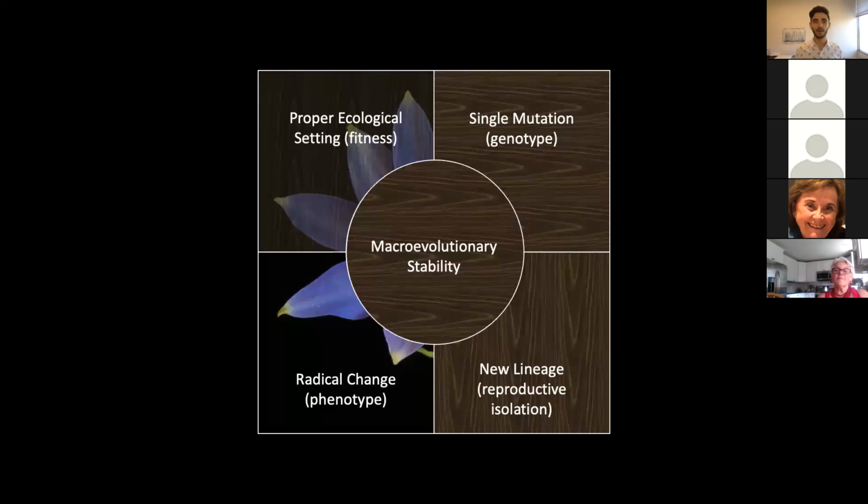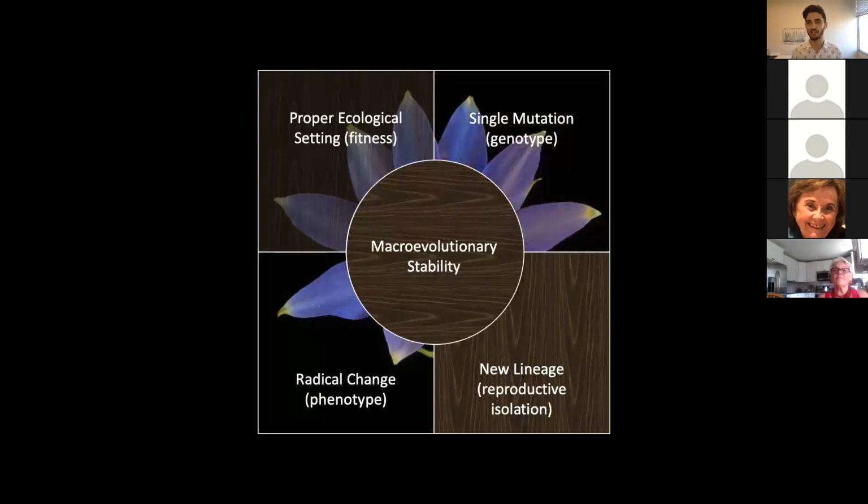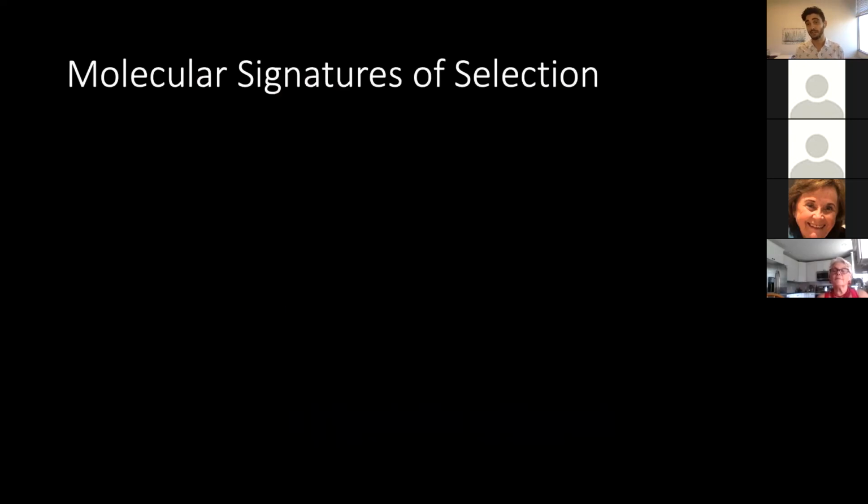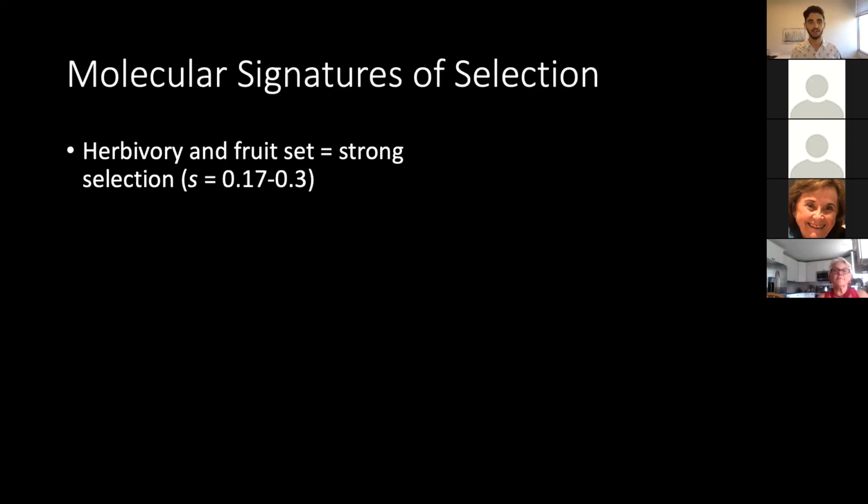So now we can go back to our puzzle and remove this idea of a single mutational change. We can show that it's just the loss of function allele that is causing this huge shift. Now, with this information, we can go back to our question about fitness. How long and how strong has selection been acting on this morphology? We measured really strong selection in the field, with a selection coefficient from around 0.17 to 0.3, which, trust me, is really strong for naturally occurring populations.